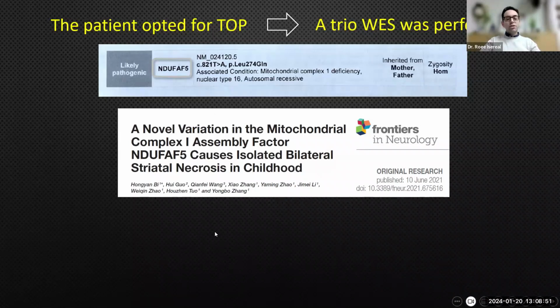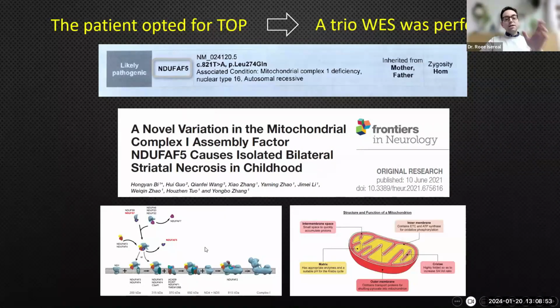And what is this gene? This is a nuclear gene, but it produces a protein, one of the assembly proteins of the mitochondrial complex 1, which is the first of the respiratory chain of the mitochondria. It's the first station. And if you have an abnormality in one of the assembly proteins, you come up with a mitochondrial disease. However, the gene is a nuclear gene.